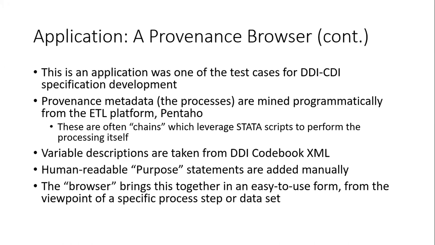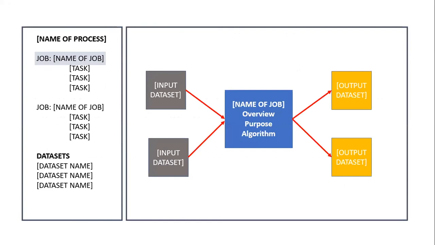And we're trying to reduce the burden of documenting the provenance of the data. And we try to bring it all together in a way that the researchers can use easily. Here's the layout of the browser. I have on the left-hand side an overall process, an activity in DDI-CDI terms, made up of steps and sub-steps. And the sub-steps are actually Stata scripts. So they call them jobs and tasks, are the names that the data managers like to use.